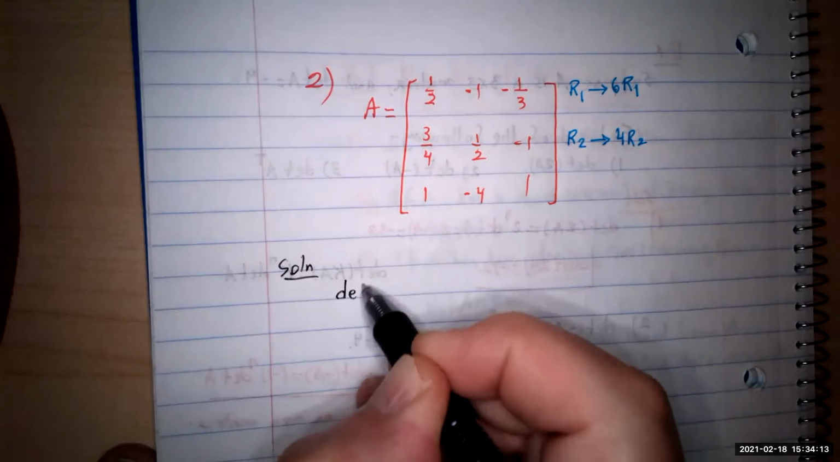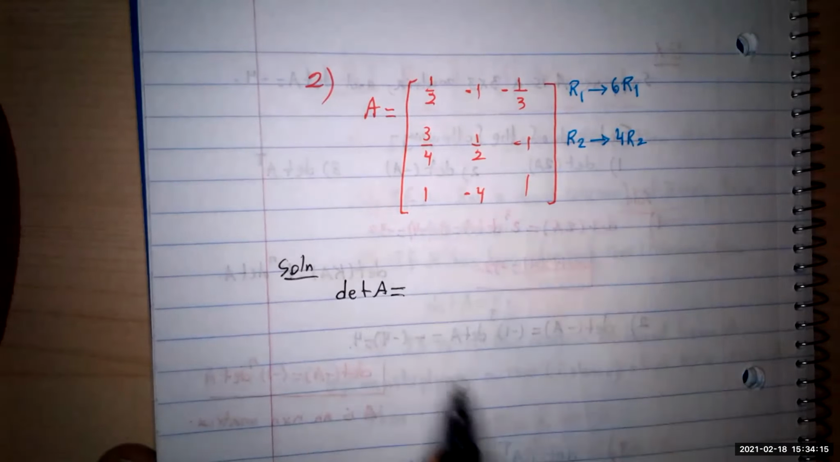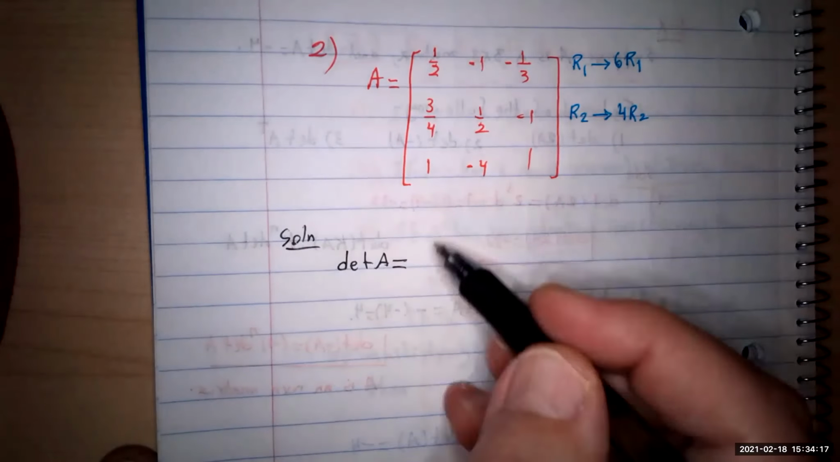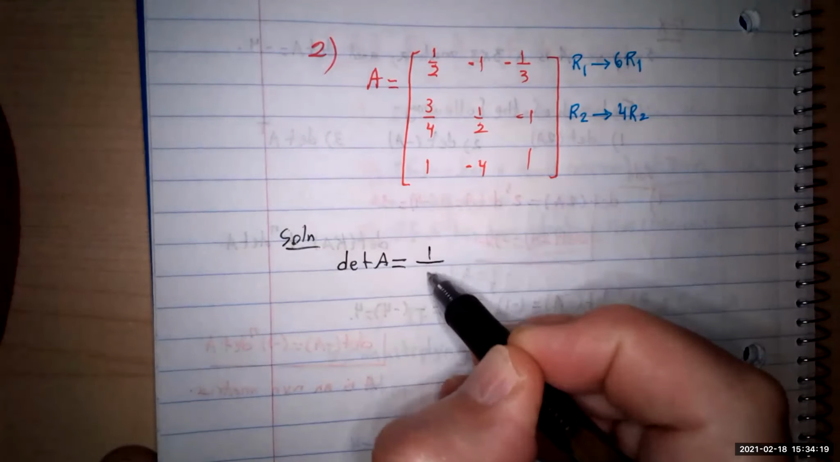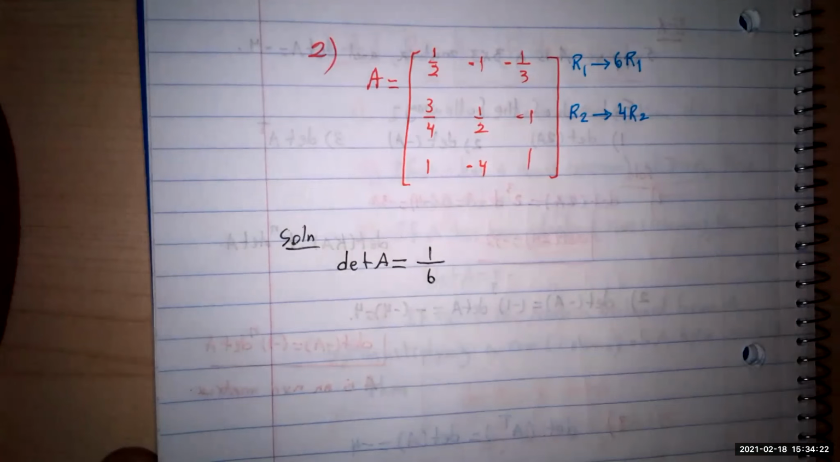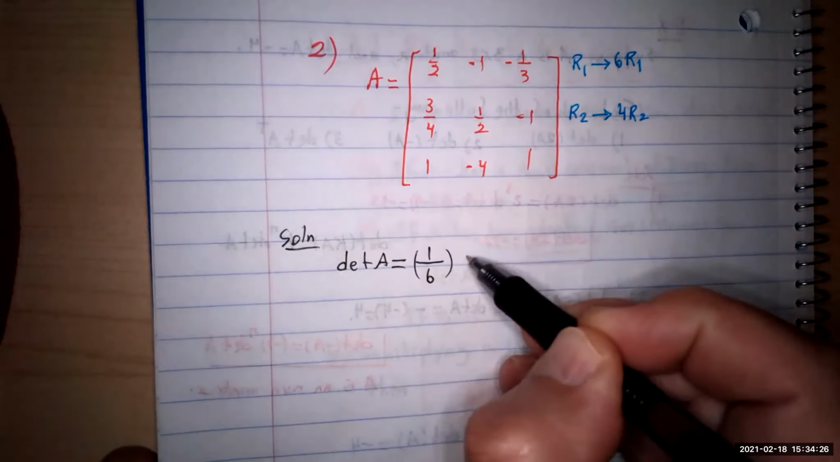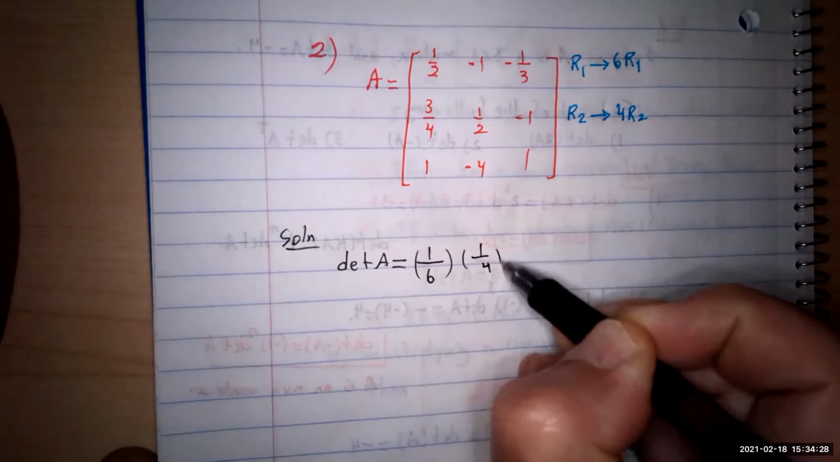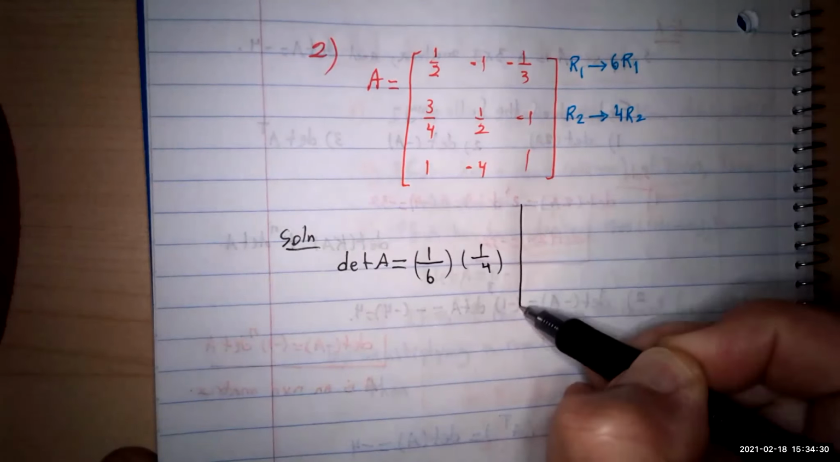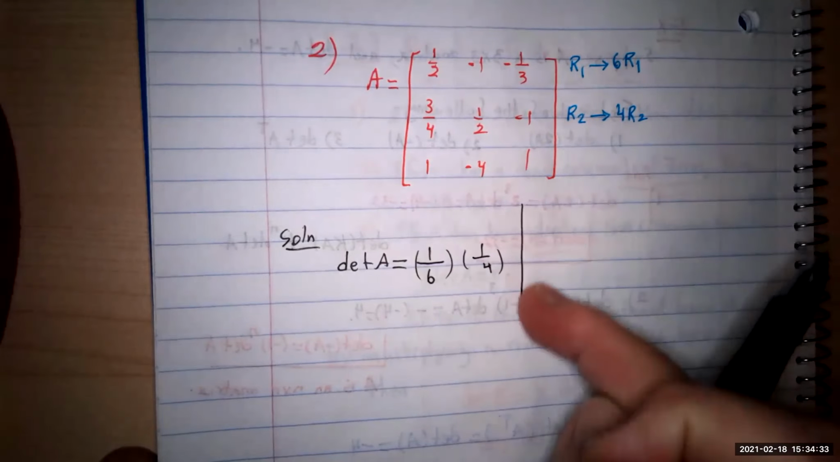So this is the original determinant. You want to multiply this row by 6, so divide the outside by 1/6. They would cancel out. You want to multiply this one by 4, so divide the outside by 1/4. So it's going to be the same as the determinant of this matrix. We know that, it's just the vertical lines.